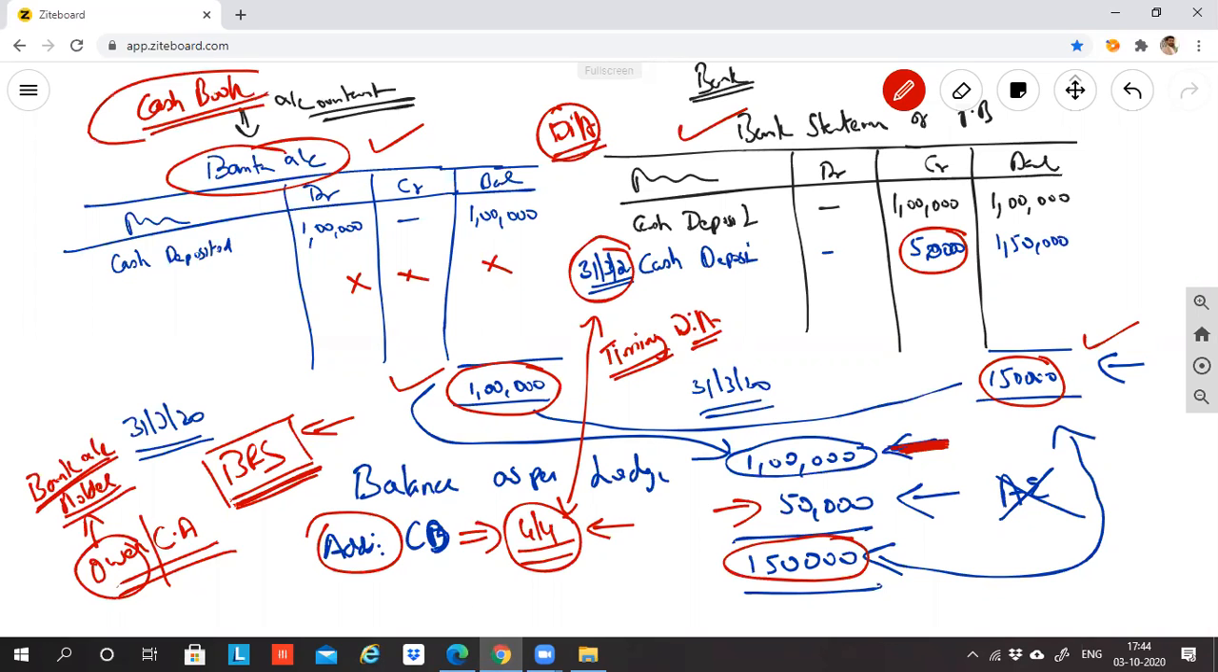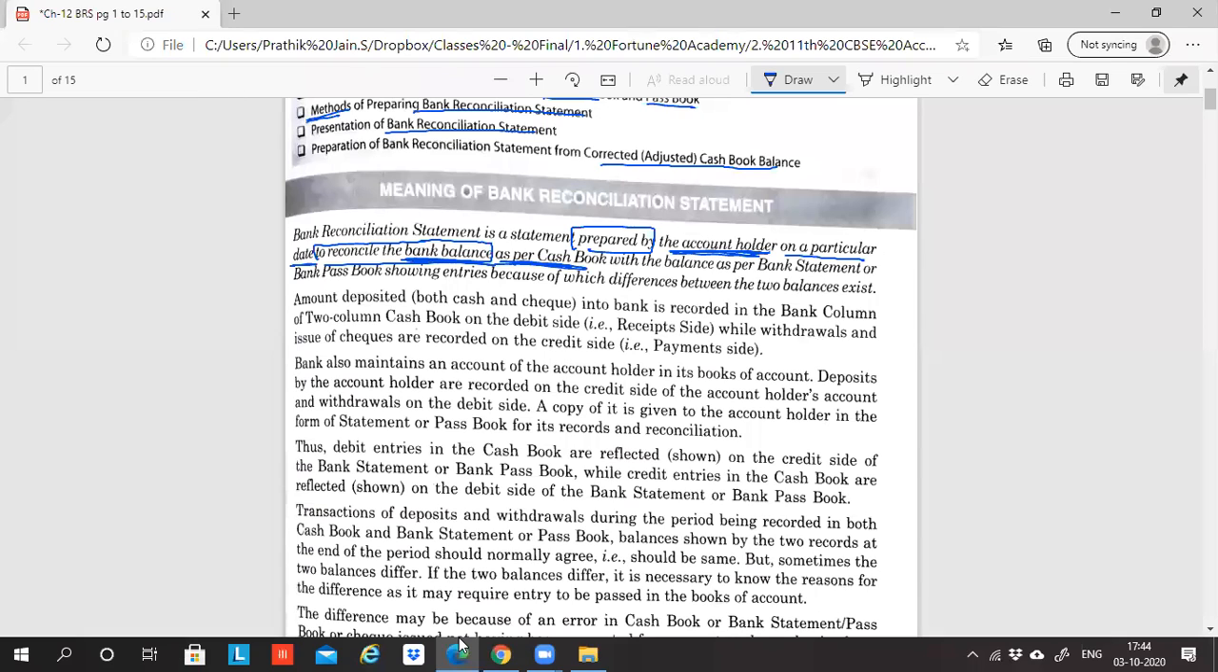We have something called cash book. Under cash book, we have something called bank column of cash book. To reconcile the bank balance as per cash book with the bank balance as per bank statement, which means that there is a balance in my bank account as per the cash book. Cash book is nothing but my books of accounts. So as per my bank ledger, there is one balance, and as per the bank statement or passbook, there is another balance. To reconcile the difference, we show the entries because of which the differences between the two balances exist.